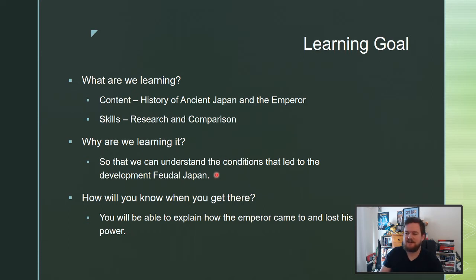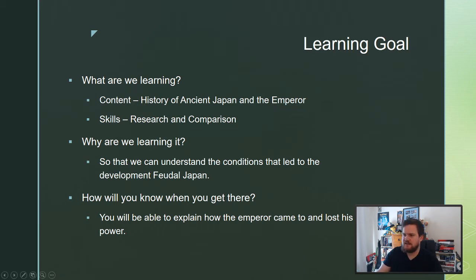Why are we doing that? We need to understand the conditions that led to the development of feudal Japan, or otherwise it just won't make sense. There's lots of things that happen for a reason in this world, and there are always those reasons to understand before we talk about the thing that actually happened. Why does something happen? Well, we need to look back into the past and find out. How will we know when we get there? By the end of the week, you will know whether you've understood all of the stuff by being able to explain how the Emperor came to and lost his power. So how the Emperor came to power, what happened to create that position of Emperor, and then how he eventually lost his power. You'll be able to do those 2 things.